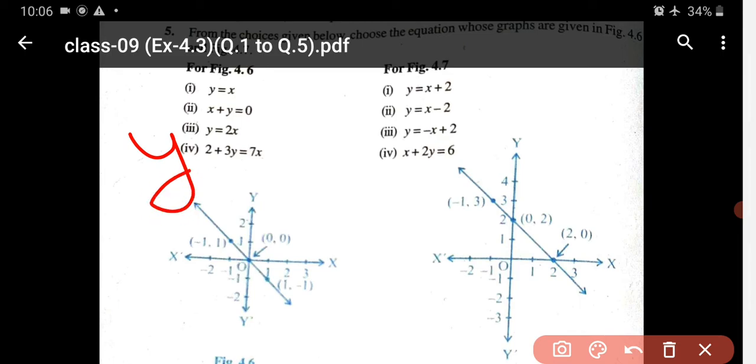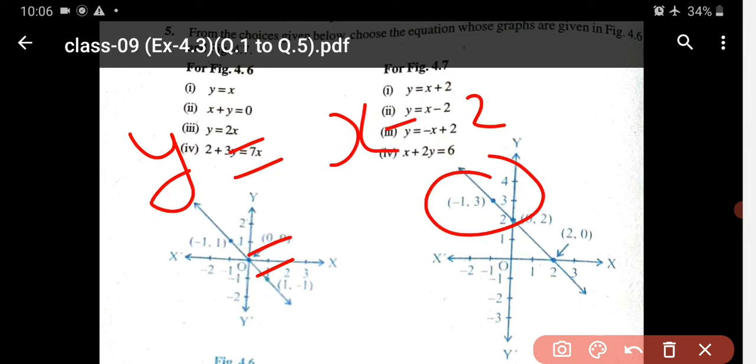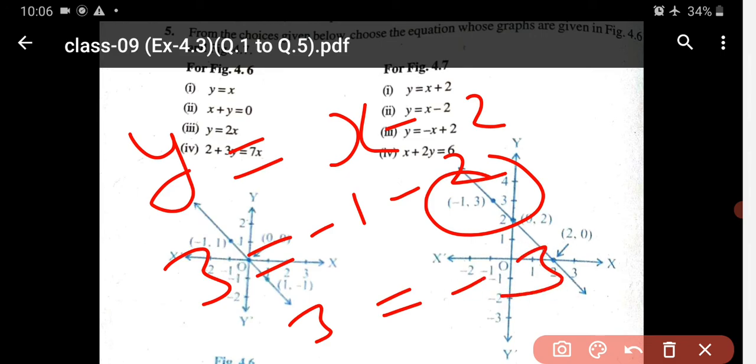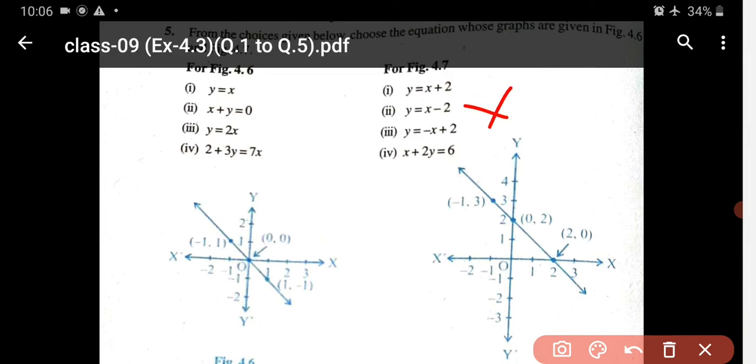Now just check the second equation, y is equal to x minus 2. The first point is minus 1 comma 3. So in place of x put minus 1, minus 2, and in place of y you have to put 3. Then 3 is equal to minus 3. Minus 2 minus 1, that is minus 3. So they are not equal. It means that the second option is also wrong.